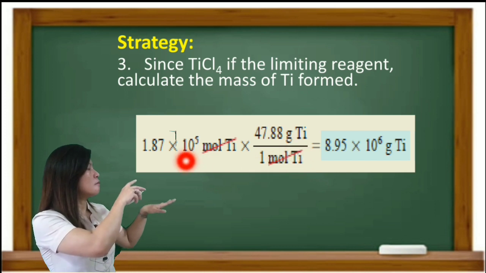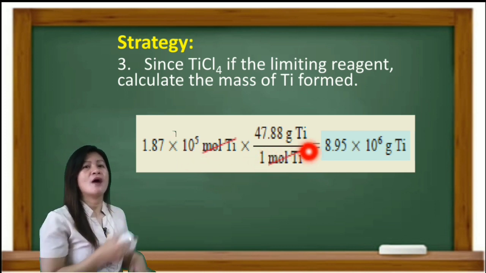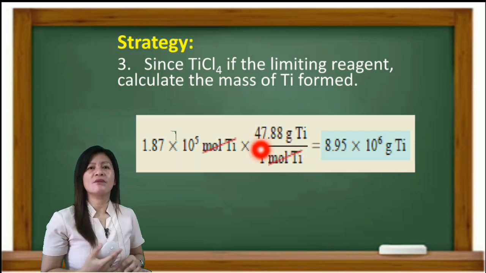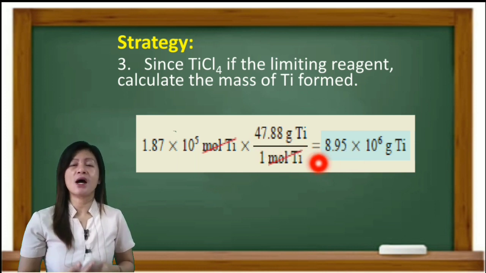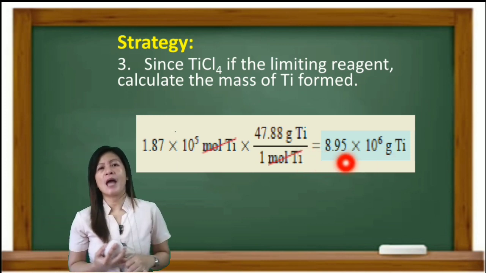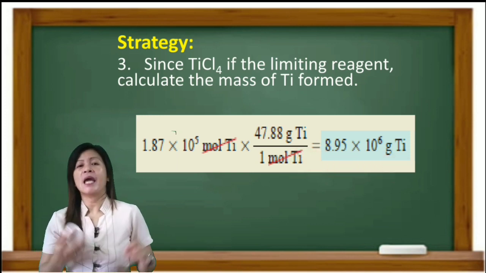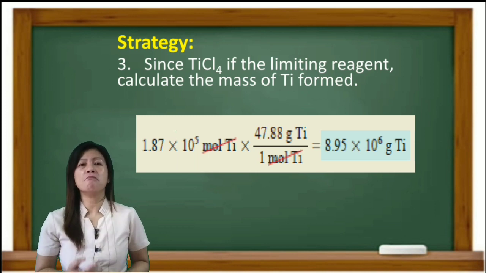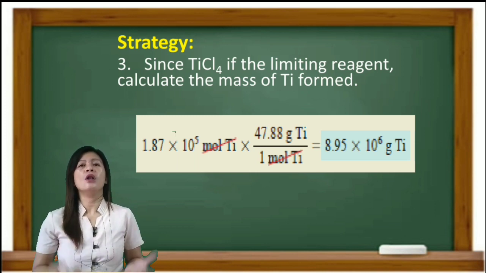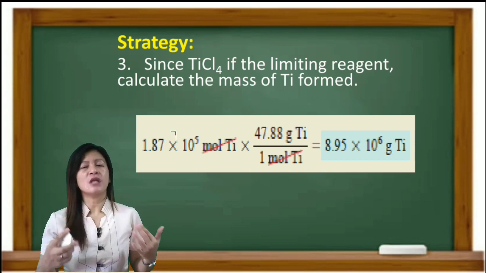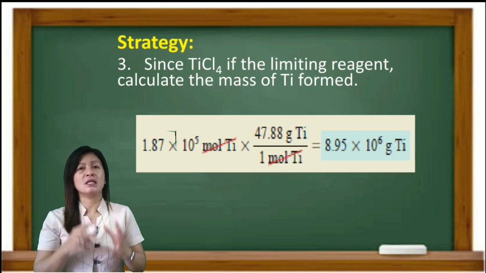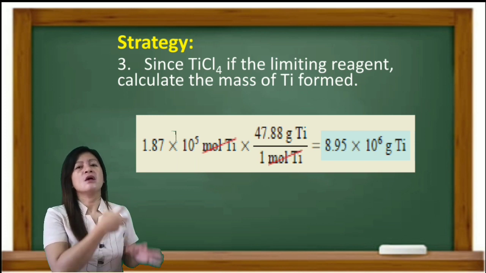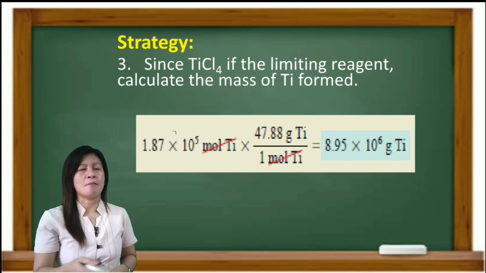Let's cancel mole of titanium. So we have 1.87 times 10 raised to 5 times 47.88 gram, which will give us 8.95 times 10 raised to 6 gram of titanium. So that is the amount of titanium that can be made from the available initial amount of titanium 4 chloride, because it is the limiting reagent. It determines the amount of titanium that can be formed.